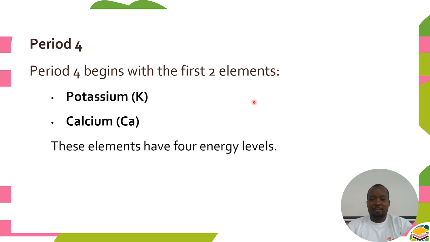So what does it take for an element to be in a given period? I believe you have said the number of shells or energy levels. So all elements in period number 1 have 1 energy level. Period number 2, 2 energy levels. Period number 3, 3 energy levels. Period number 4, 4 energy levels. Let us proceed.